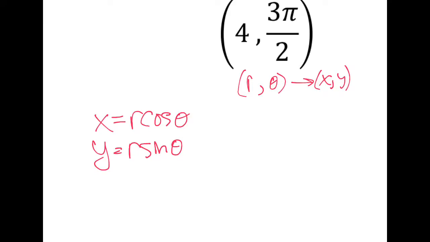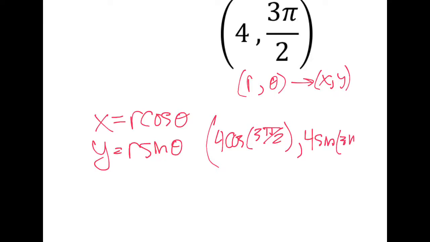So our radius is 4, our angle is 3 pi over 2. So if we're writing the coordinates of this point, x is going to be our radius 4 times the cosine of that angle, 3 pi over 2, and y is going to be the same radius r times the sine of that same angle. So all we need to do is simplify these pieces, and so we're going to need to think about the unit circle.